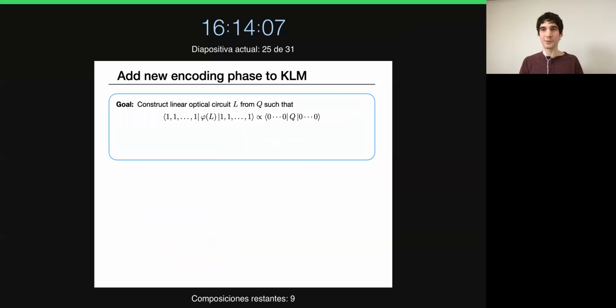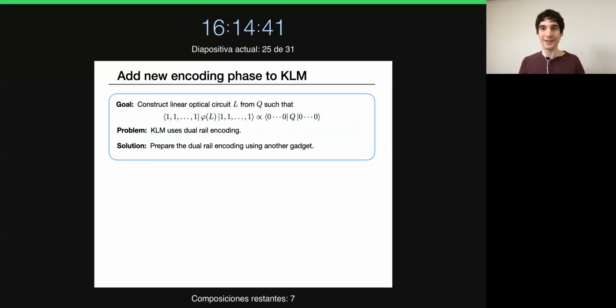Just to remind you what our goal is: we started with this quantum circuit where the transition amplitude of that quantum circuit is something we want to compute, and we want to construct some linear optical network L where that transition amplitude is proportional to the transition amplitude of the linear optical network, except we need to start in the state that has 1 photon in every single mode and end with 1 photon in every single mode, which violates this dual rail encoding that we saw earlier. So the problem is: how do we get around this dual rail encoding? The solution is simple conceptually in retrospect. It's just to prepare the dual rail encoding in advance using yet another gadget.